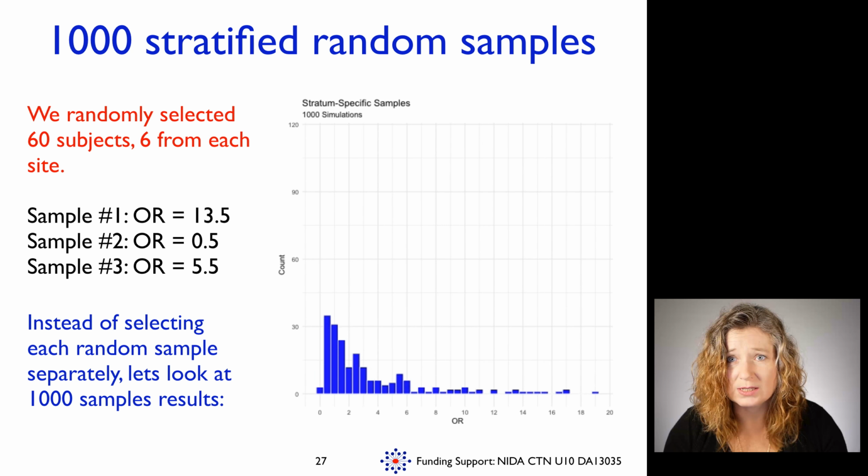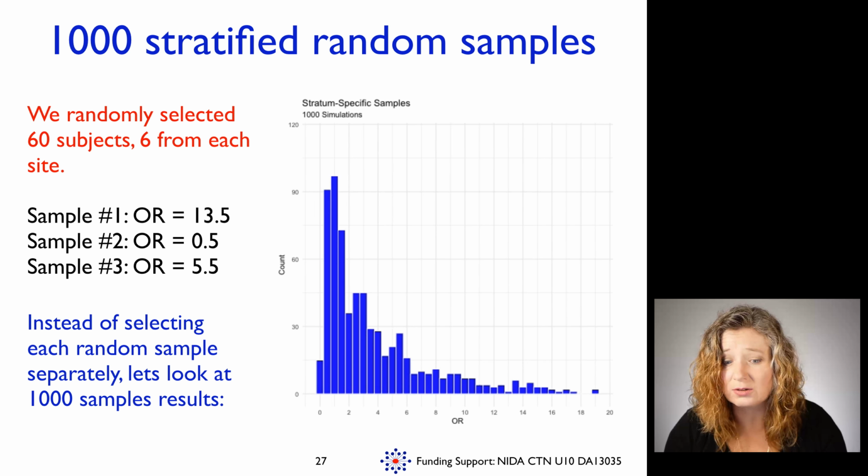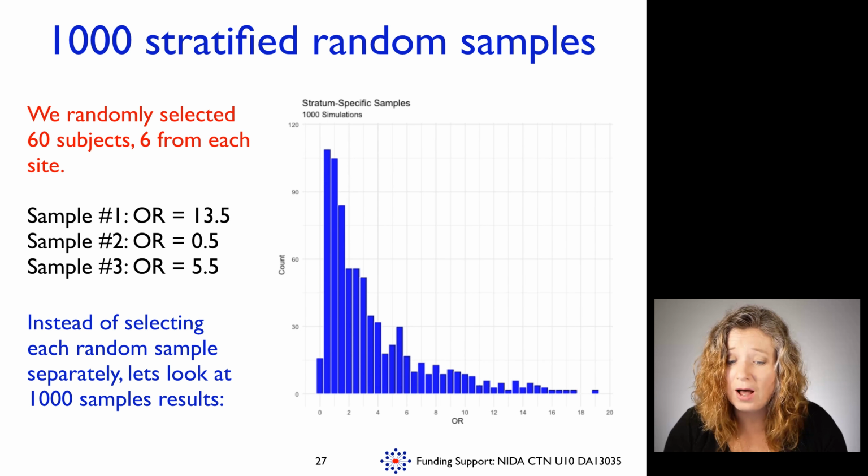1,000 times we selected a stratified sample of 60 subjects, and again you can see that most of those samples are somewhere between 1 and 3 maybe, but a lot of those samples are actually quite smaller than 1, close to 0, and a lot of those samples produce an odds ratio that is too high, maybe larger than 10, 12. There are some odds ratios that are close to 17 or 19. That is really, really large.